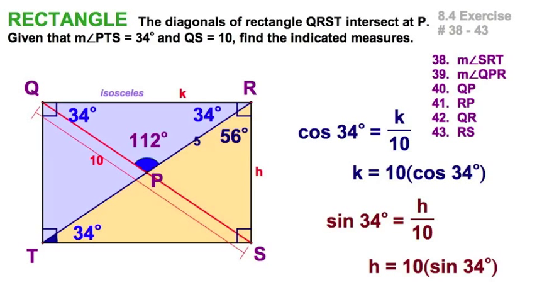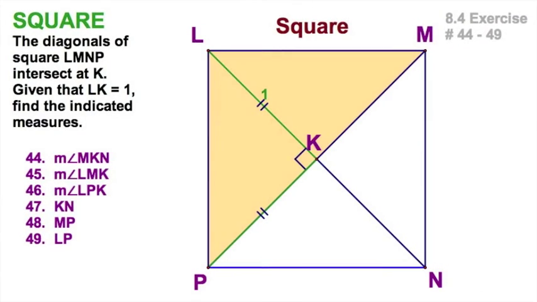One more diagram, 6 more exercises. Well, you won't need any trig here. I've just got a square, and this piece of the diagonal is 1. So let's answer these 6 questions. 44. Well, that looks pretty obvious. I've got a 90-degree angle right here at MKN. 90 here, 90 here, 90 here. I've got a pair of perpendicular diagonals.